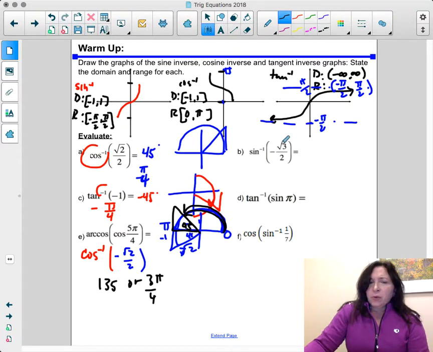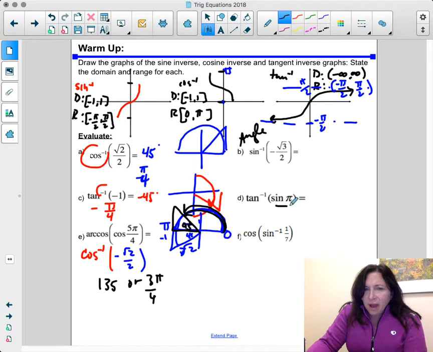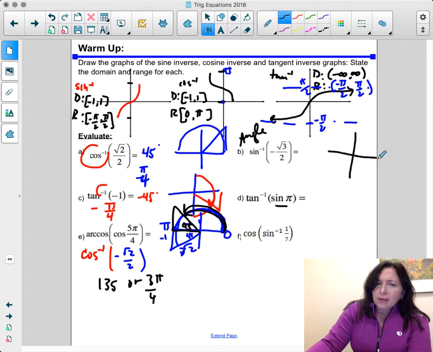Okay, for this one, it's saying, where is sine? So that's asking me for an angle. Again, anytime it's an inverse, it's asking me for an angle. Anytime it's not, it's asking me for a numeric value. So this is asking me for an angle. So where is sine negative root 3 over 2?